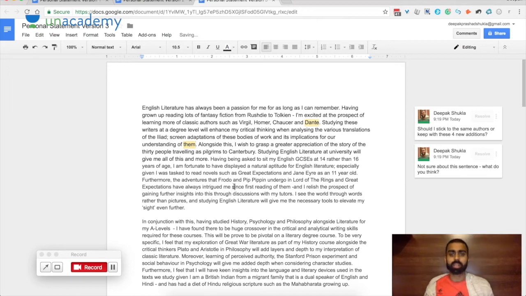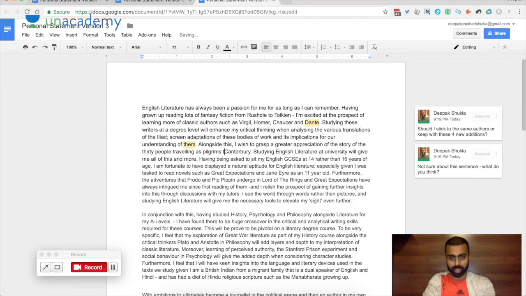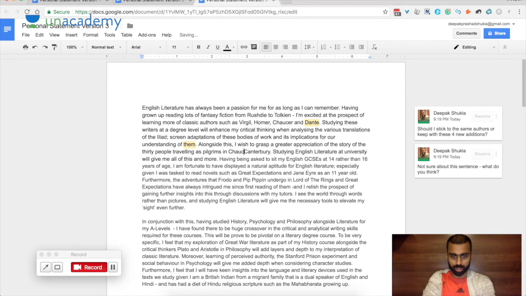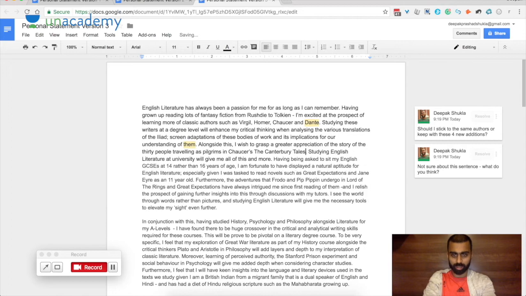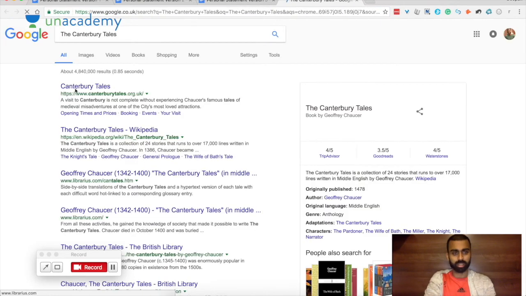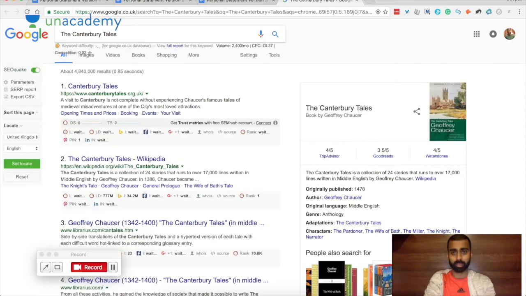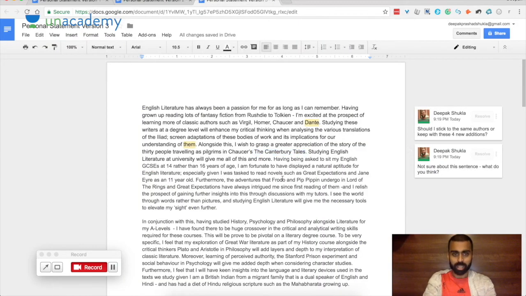So, alongside this, I wish to grasp the greater application of the story of the 30 people travelling as pilgrims to Canterbury in Chaucer's The Canterbury Tales, and I believe it's called that. Let's quickly check that. It's just called the Canterbury Tales. Okay, fine. Okay, cool. So, studying English literature at university will give me all of this and more.